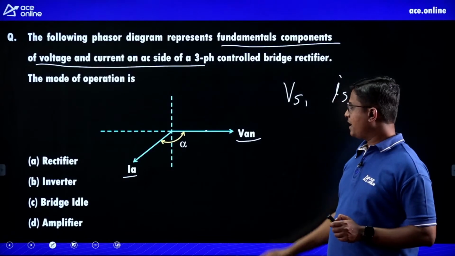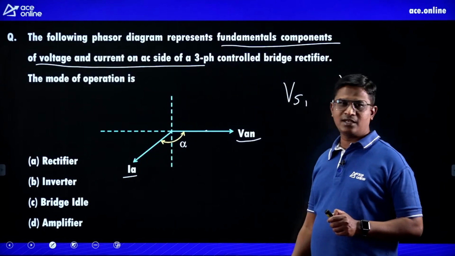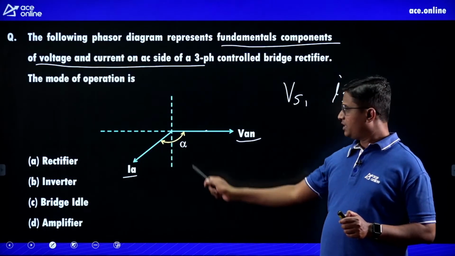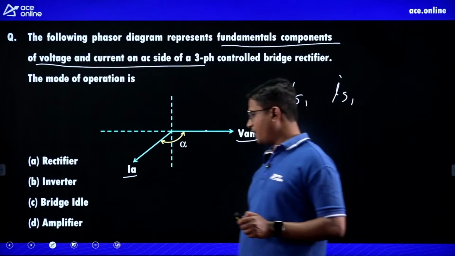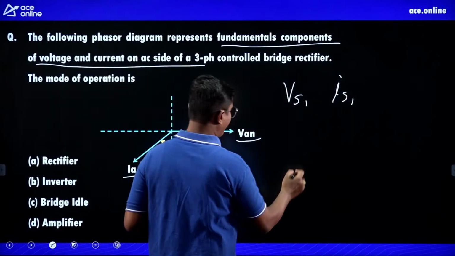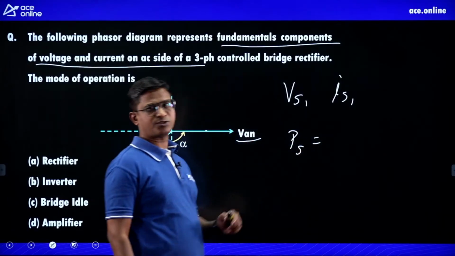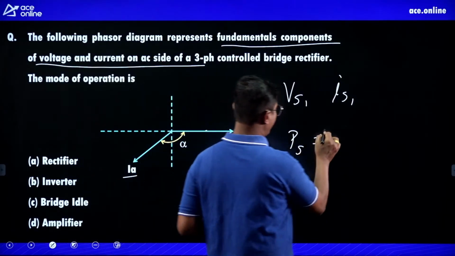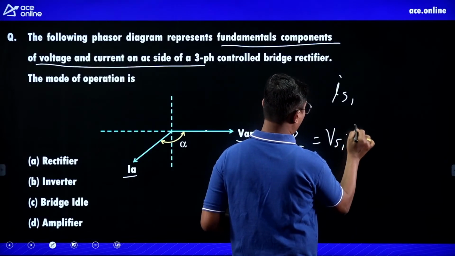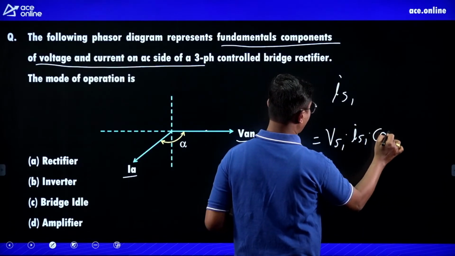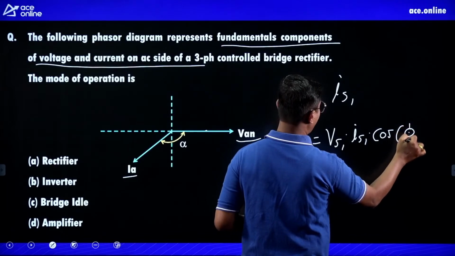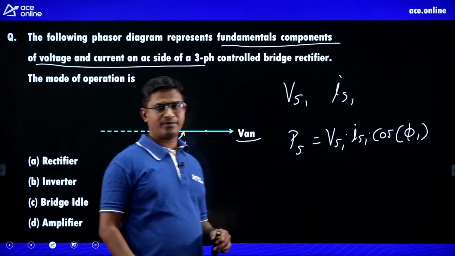Now tell me, is the angle between voltage and current less than 90 or greater than 90? It is greater than 90 degrees, right? Now here, if I want to find the source power, PS, it is equal to Vs1 into Is1 into cos of the angle between Vs1 and Is1. Let me write it as phi 1.